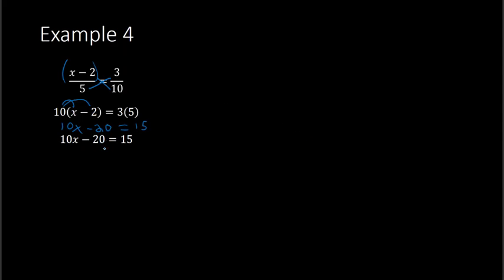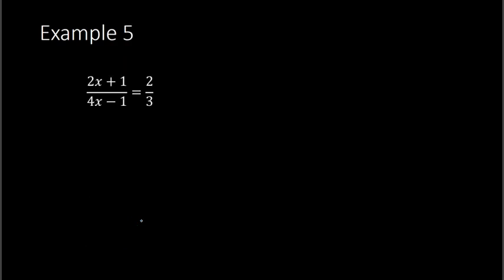From here I can solve by doing reverse order of operations. I can get rid of this minus 20 by adding 20. So that will cancel. I have 10x on the left and 35 on the right. I can then divide both sides by 10. That gives me x on the left and then 35 over 10 on the right. And 35 over 10 you can reduce, dividing the top and the bottom by 5, and that gives me 7 over 2. And if I write this as a mixed number, this would be 3 and 1/2, or 3.5.